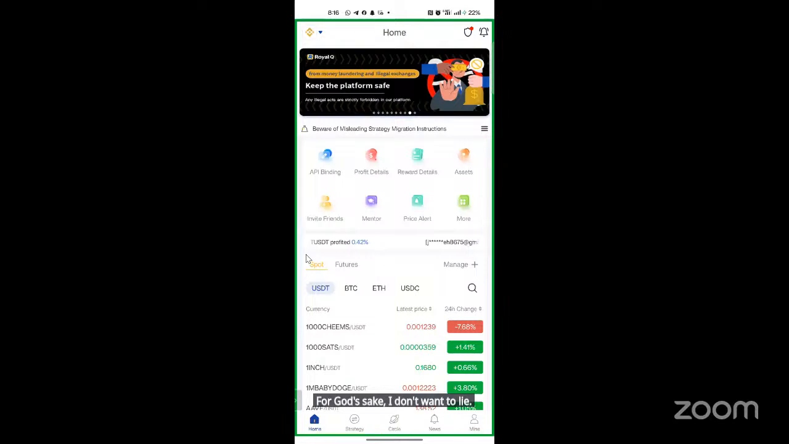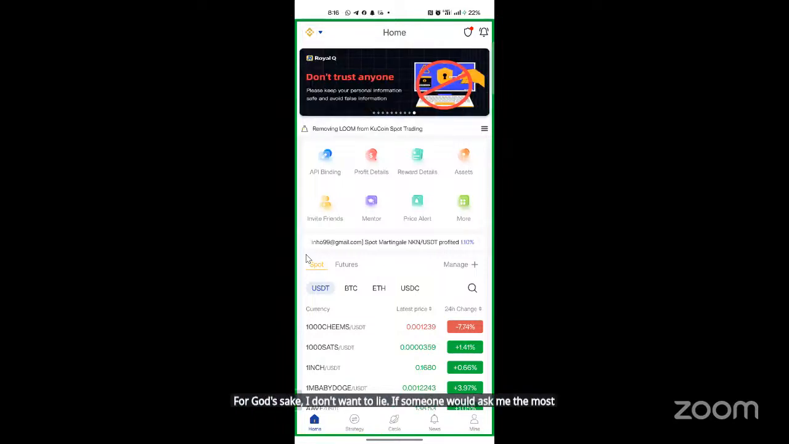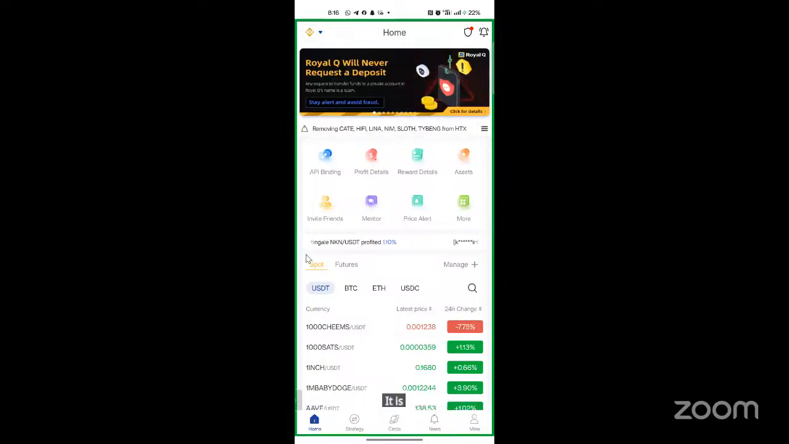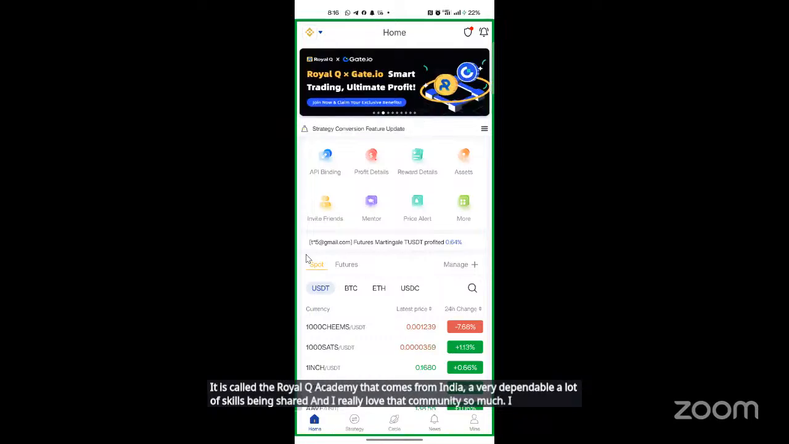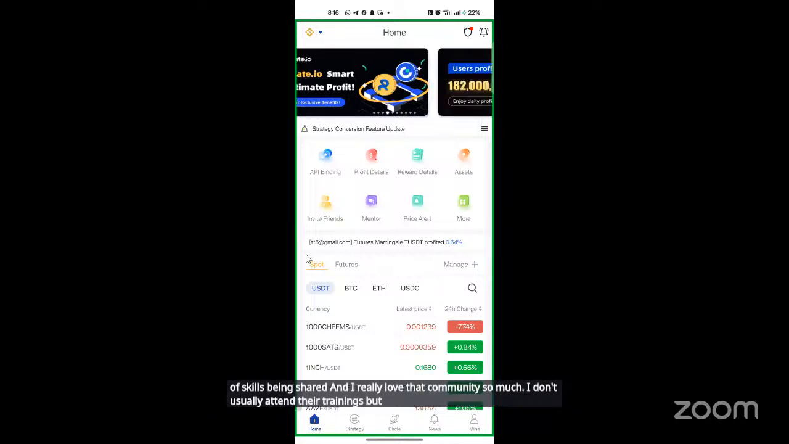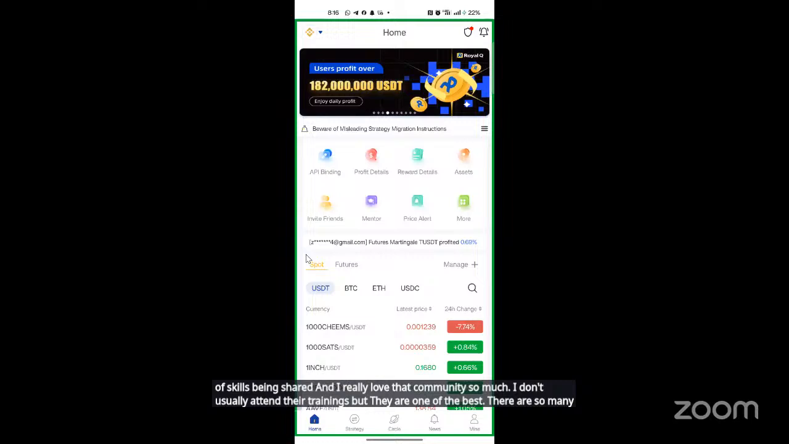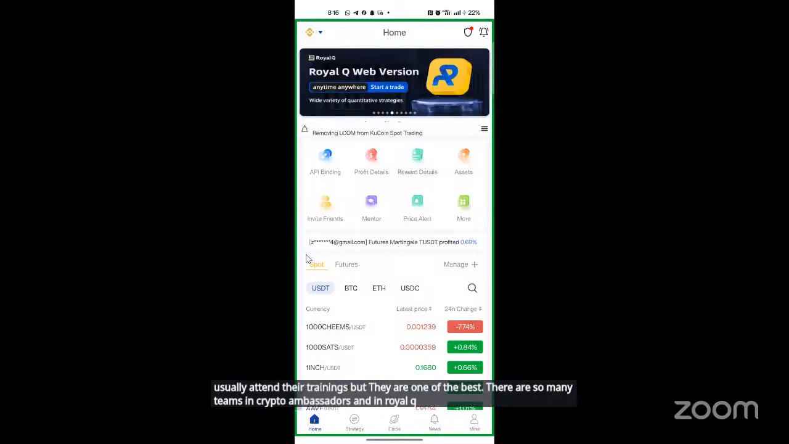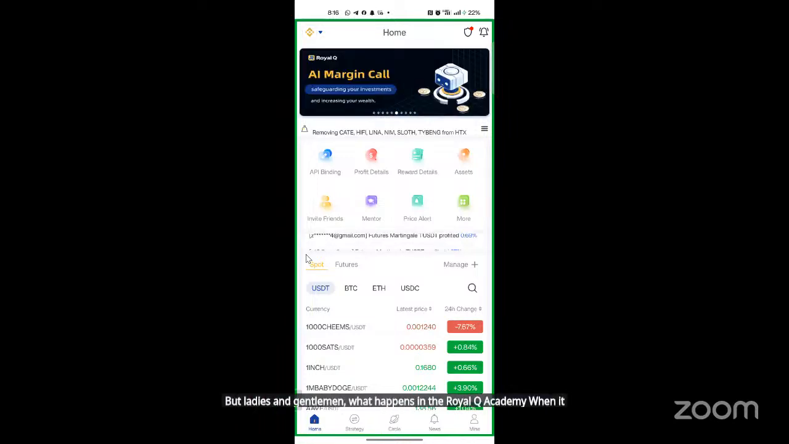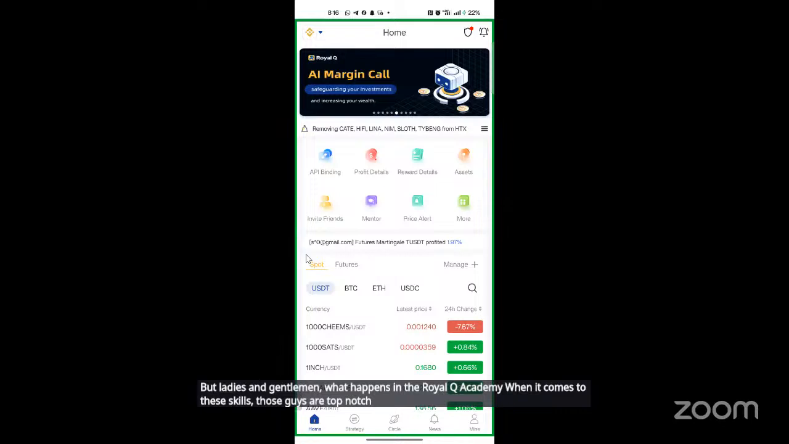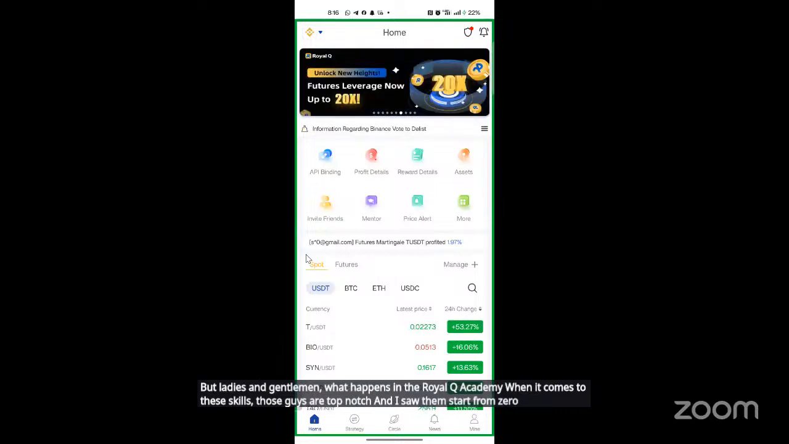If someone would ask me the most dependable academy in Royal Q, it is called the Royal Q Academy that comes from India. Very dependable, a lot of skills being shared. And I really love that community so much. I don't usually attend their trainings, but they are one of the best. There are so many teams in Crypto Ambassadors and in Royal Q. But ladies and gentlemen, what happens in the Royal Q Academy when it comes to these skills, those guys are top notch. And I saw them start from zero, and I'm usually proud to see them arise.